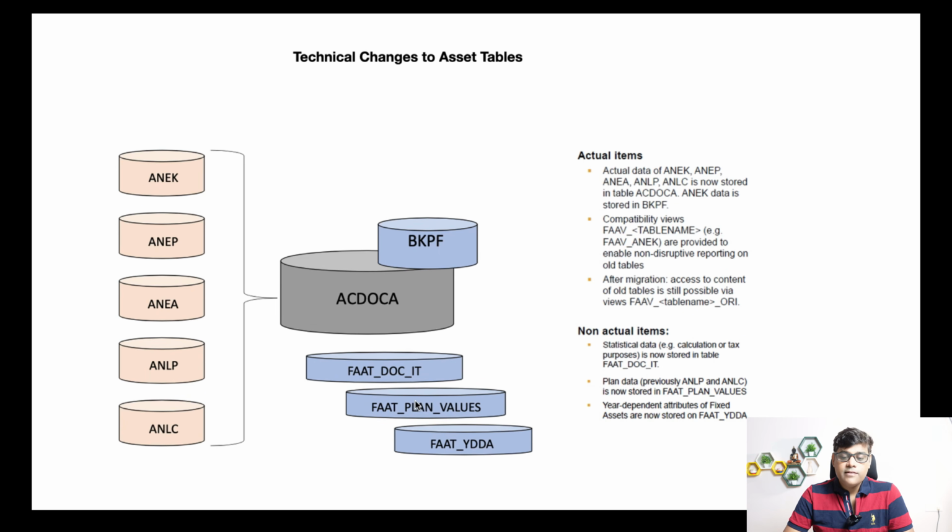So that is what you can see here, that the actual data of all your old tables like your ANEK, ANEP, ANLC are now stored under the ACDOCA table, and your ANEK, that is your header table, is going to be part of BKPF. But again, because of this compatibility view or CDS view, all these tables are no more active, but they are not deleted. They are still there in view mode, so that whenever we execute any old report or any Z reports, the system is going to take the data from the ACDOCA table, right? So this is another change.